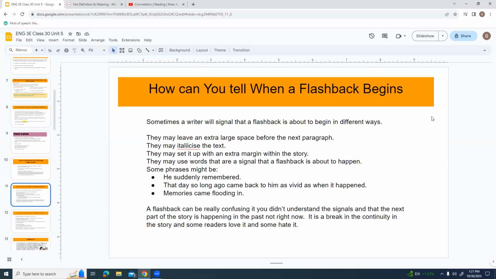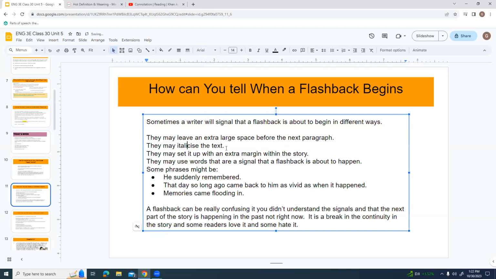Sometimes a writer will signal that a flashback is about to begin in several ways. They may leave an extra large space before the next paragraph. They may italicize the text. Italicize is when everything goes slanted. Let me just show you what I mean. If I take this and hit the I, it all goes slanted. That's a really common way to show a flashback.